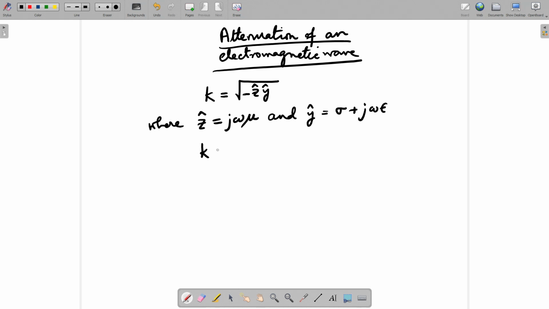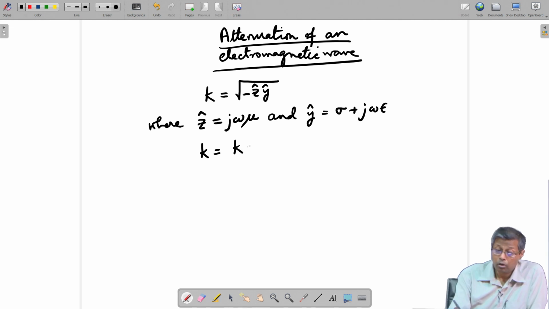So, we also know that in general the complex propagation constant is given by the addition of the real and the imaginary parts of the propagation constants, which are given by k prime for the real part and minus j k double prime for the imaginary part. This minus sign is dictated by the fact that the electromagnetic wave will experience attenuation and not get amplified as it traverses through the medium.